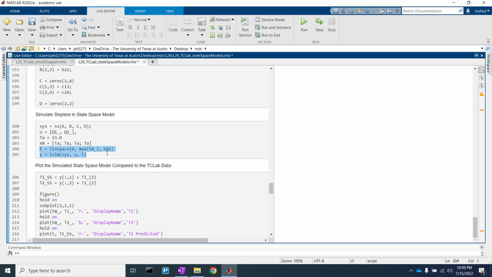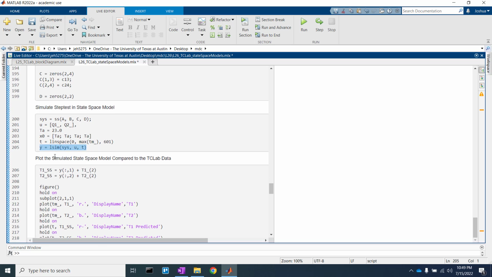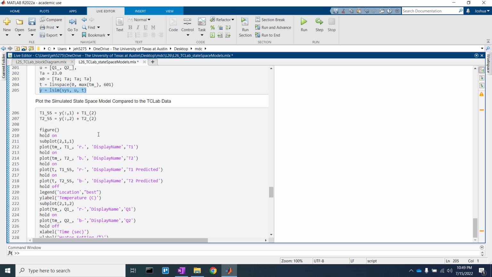We have our lin space, which we define here, which is, again, we're going from 0 to max time. And we're doing 601 spots. That's so we can line up with the temperature control lab sim 1. And we do this LSIM, which performs our state space simulation. Finally, we go ahead and we plot it. So let's go ahead, we'll run this section now.